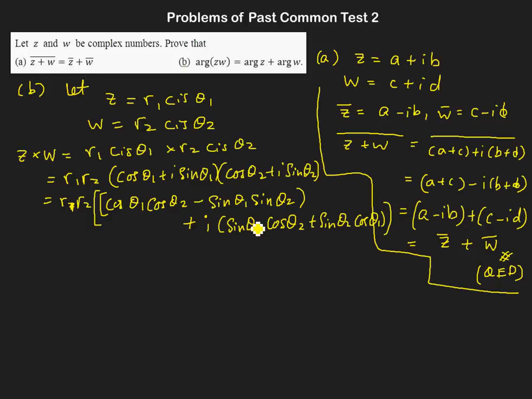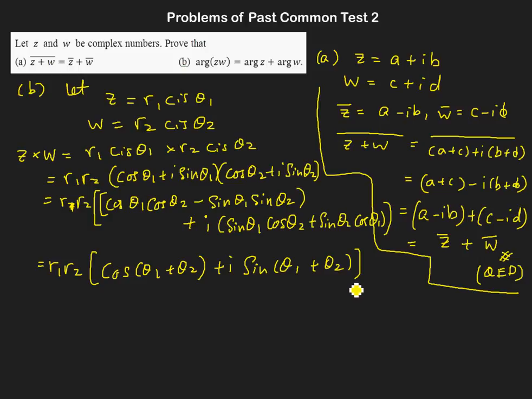And what is this actually? This is in fact r1 r2. The real part of this is, if you think about it, actually cosine of theta 1 plus theta 2. Right, and this is i, and this sine theta 1 cosine theta 2 plus sine theta 2 cosine theta 1 is in fact sine of theta 1 plus theta 2. Check it. Isn't it cool?